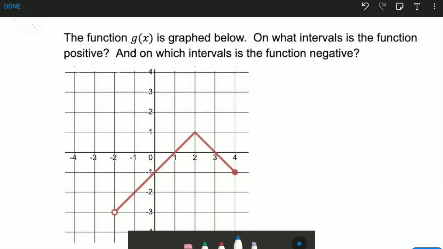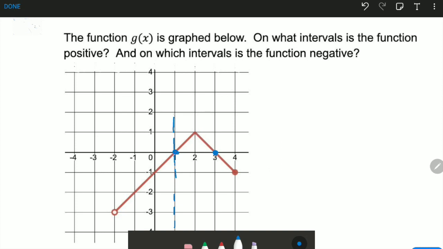Okay, so we have the function g of x graphed below. On what intervals is the function positive, and on what intervals is the function negative. So just going through the 3 steps we used before, we're going to identify the x-intercepts first. So I have 2 x-intercepts on this particular graph. Here are the 2 that I have.